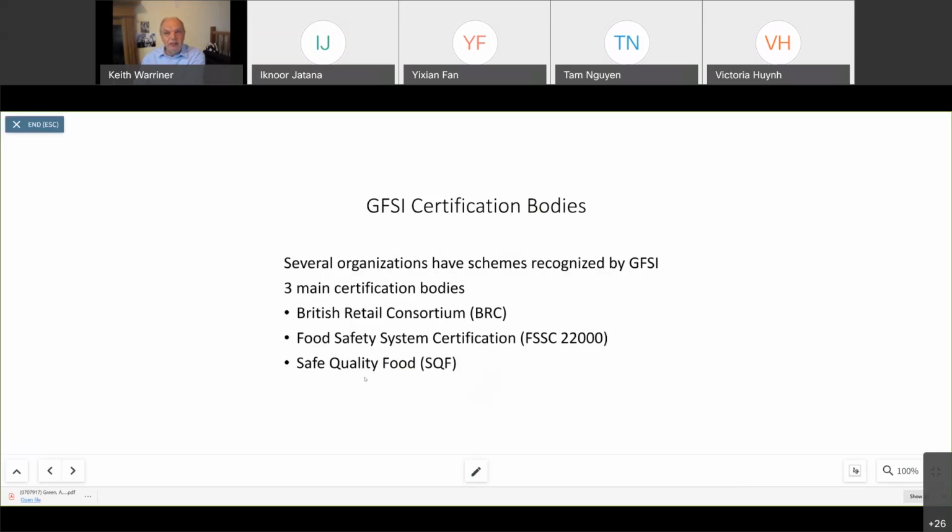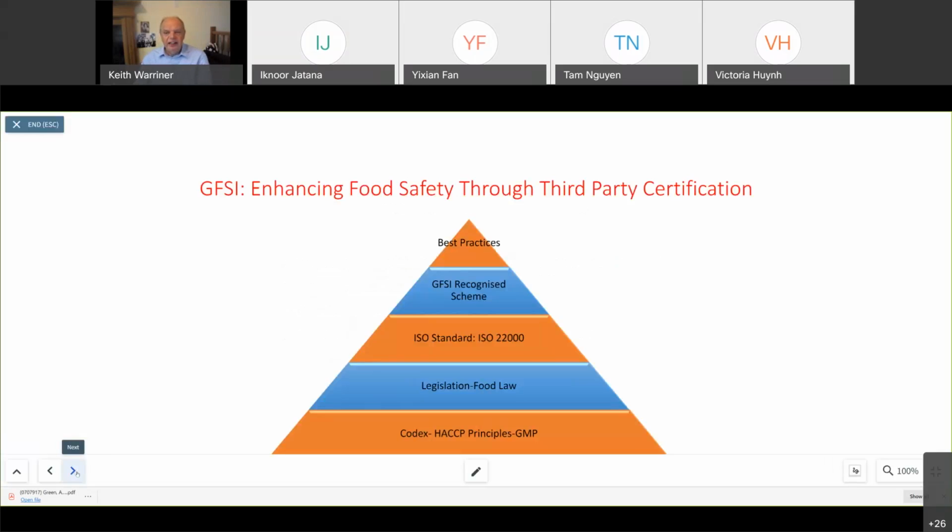SQF has got 3 levels, very simple. British Retail Consortium is a bit like the ISO standard. But the important thing is that these are recognised schemes. So it's no good at analogies, but GFSI approves what the SQF is because it takes into account all those elements that they looked at during benchmarking. So the GFSI then is above the regulation. It goes beyond, they say.